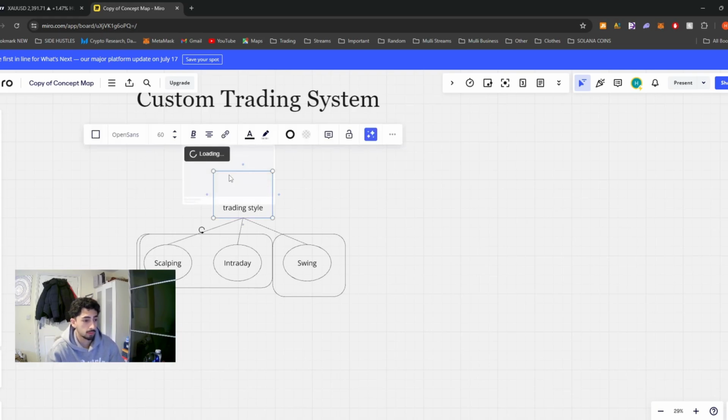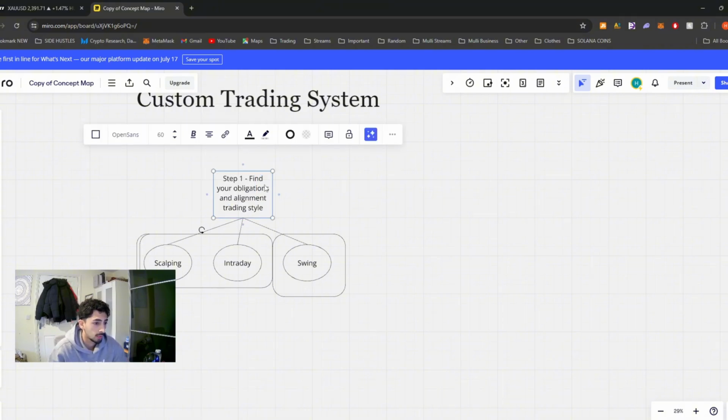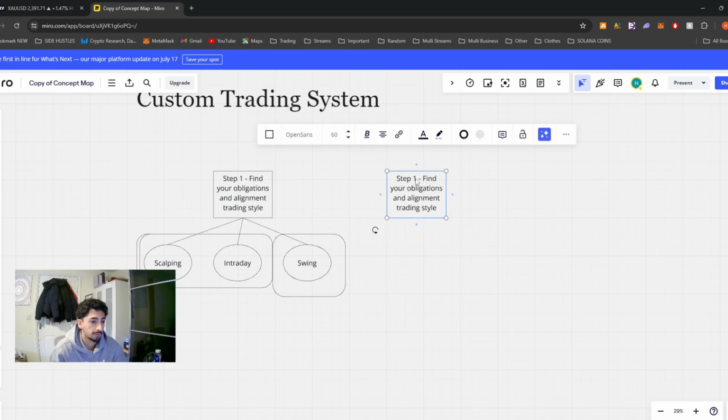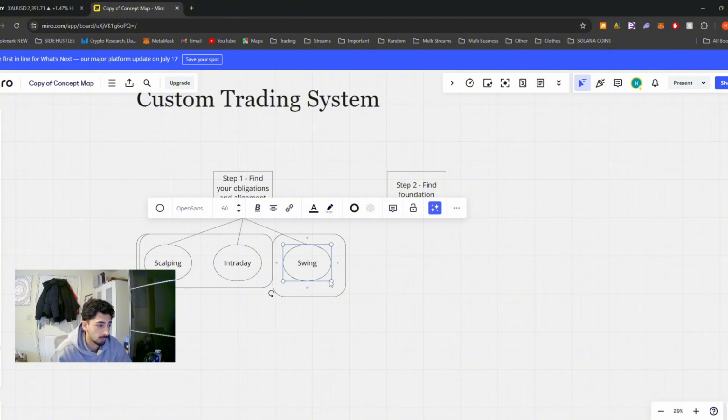Now step two. We're going to now try and find a foundation. So step two, find a foundation strategy. Now obviously one of these three you're going to pick. I want to be a scalper, I want to be intraday, I want to be swing.